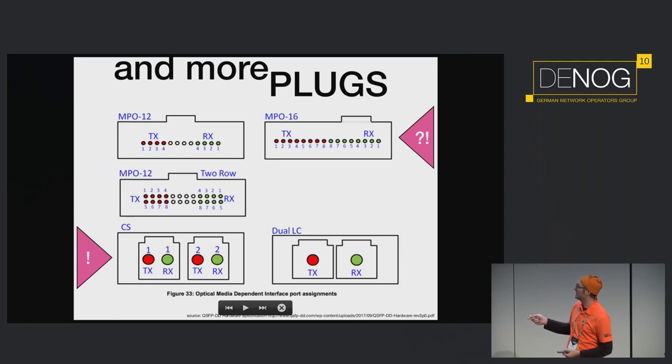So we have basically two transceivers in one transceiver, so two 200 gigabit transceivers in one housing, and it's called a CS plug, or in other words, it's an LC double density, so half the size of an LC duplex.